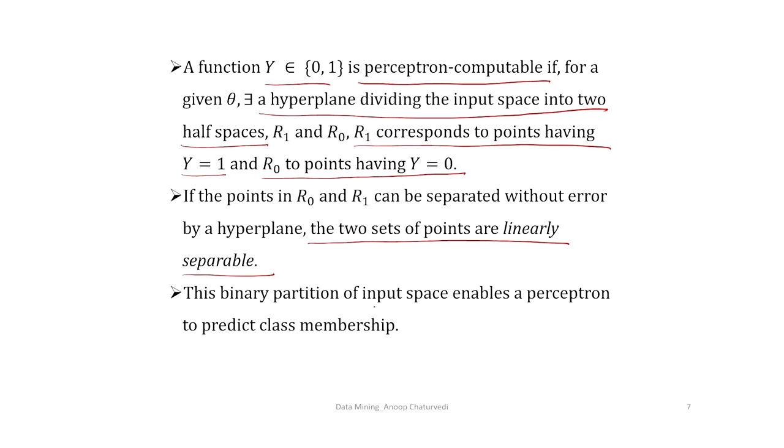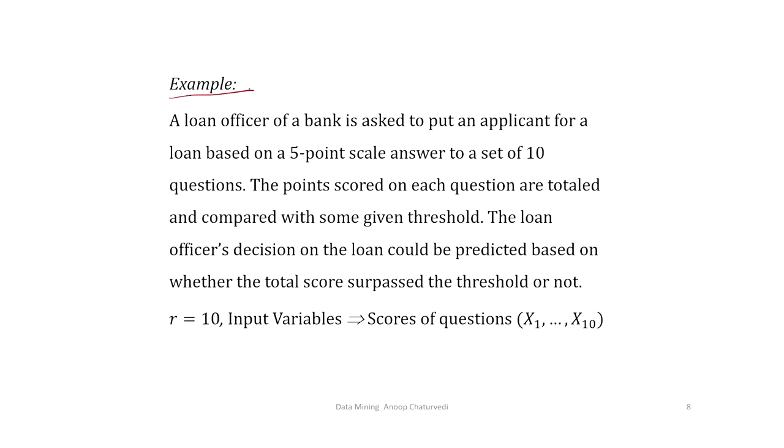Say you have input variables, and then you can partition the input variable space into two classes. Now, here is an example. A loan officer of a bank is asked to rate an applicant for a loan, based on a 5-point scale, answers to a set of 10 questions. The points scored on each question are totaled and compared with some given threshold. The loan officer's decision on the loan could be predicted based on whether the total score surpasses the threshold or not. So, in this problem, r is equal to 10.